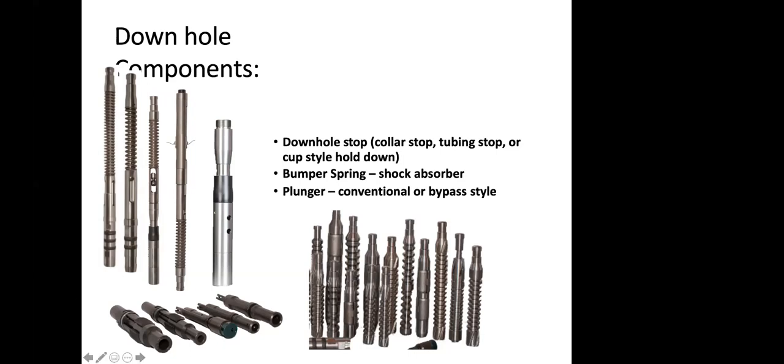And that's the two on the left. Now, if we're not going to set in a profile nipple, we'll use those tools just below those springs, those five tools kind of laying horizontally. Those are examples of tubing stops and collar stops.